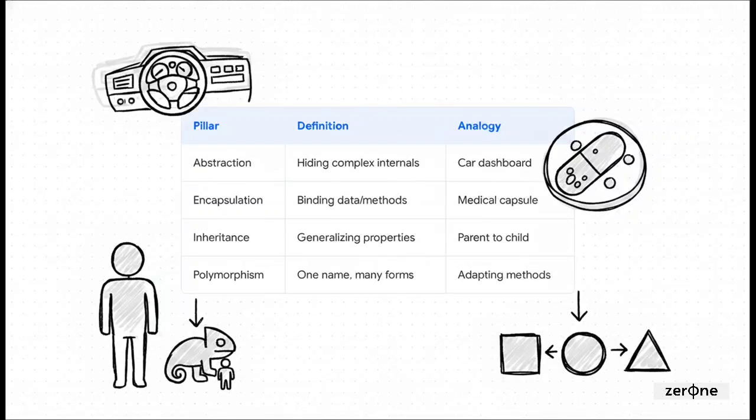Pillar 3 is inheritance. This allows a brand new class to inherit properties from an existing parent class, much like a child inherits genetic traits, which saves us from rewriting code. And finally, polymorphism, which literally means one name, many forms. This allows a single method to behave differently depending on its context. For example, a single method named draw could trigger completely different code depending on whether you're asking it to draw a circle or a square.